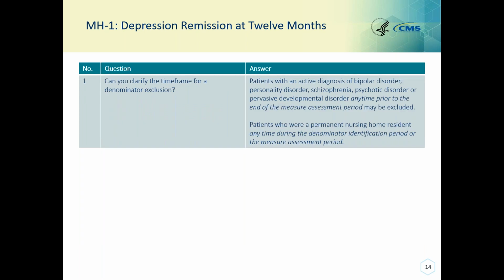This slide covers MH1 depression remission at 12 months. Question 1 is, can you clarify the time frame for the denominator exclusions? So for this measure, patients with an active diagnosis of bipolar disorder, personality disorder, schizophrenia, psychotic disorder, or pervasive developmental disorder any time prior to the end of the measurement period may be excluded. Patients who were a permanent nursing home resident any time during the denominator identification period or the measurement period would also be excluded. Next slide, please.